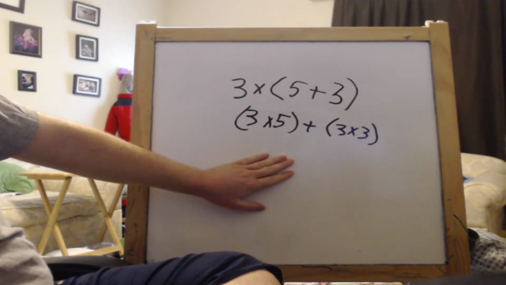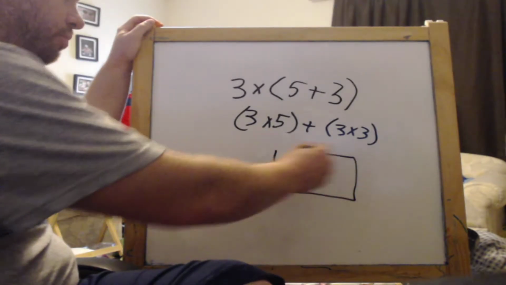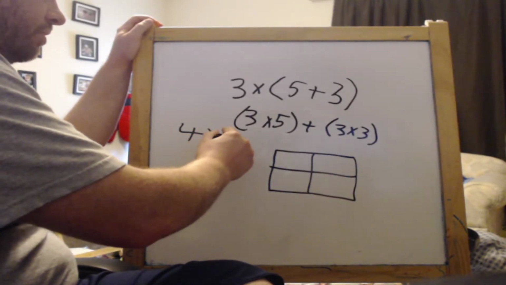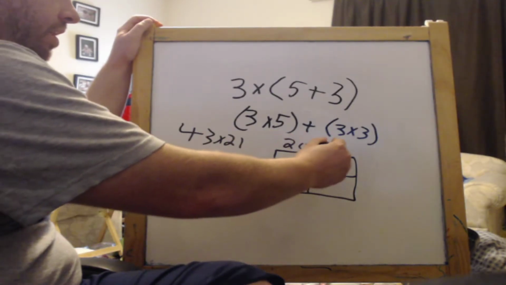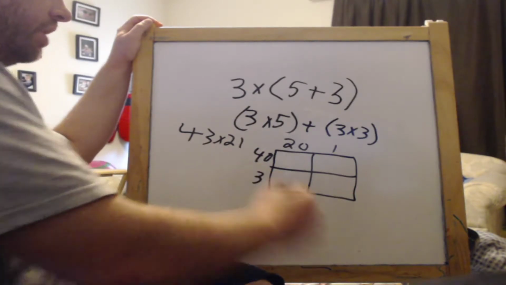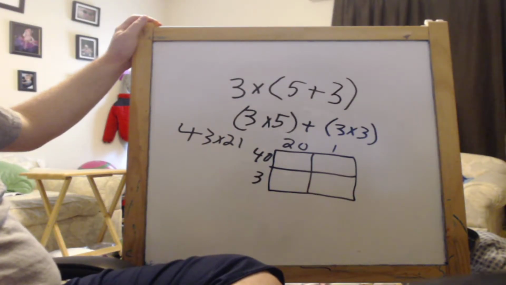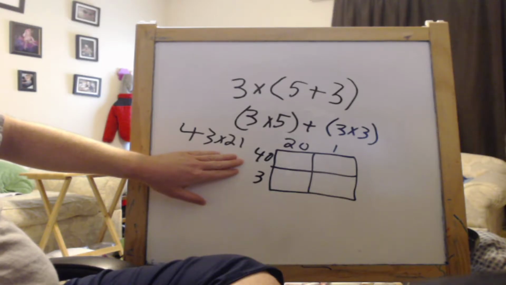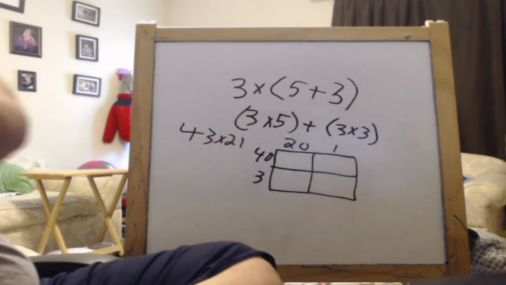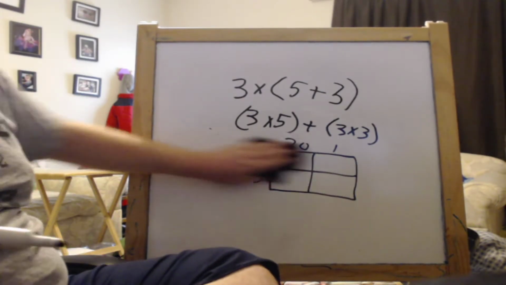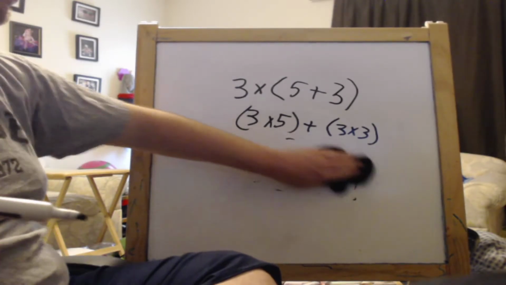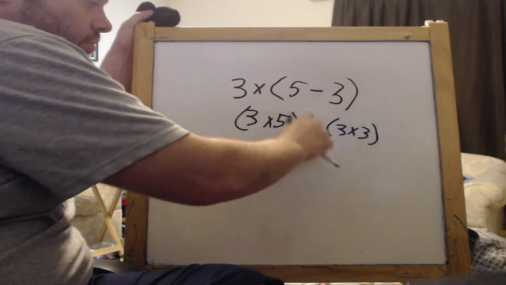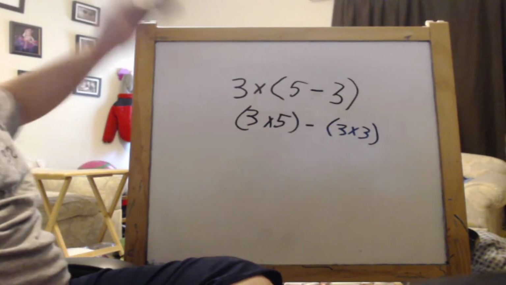Okay? So, this is actually the same concept that you use when you break a number like, let's say, 43 times 21, and then you break it into 20 and 1 and 40 and 3, and it's actually the same concept of the associative property. Okay, so anyway, that's the associative property, and just to be clear, if this was a subtraction, you would just do a subtraction there. So that's the associative property.